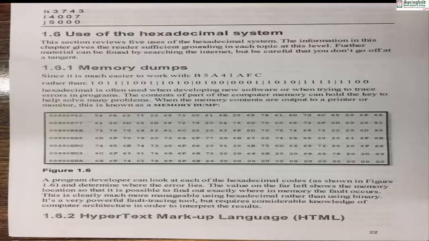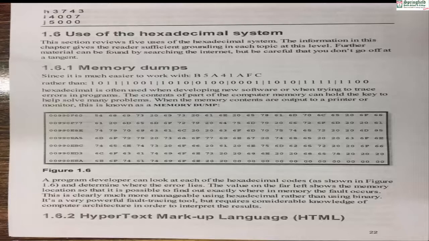This section reviews 5 uses of the hexadecimal system, and the information in this chapter gives the reader sufficient grounding in each topic at this level. Further material can be found by searching the internet, but be careful that you don't go off at a tangent.